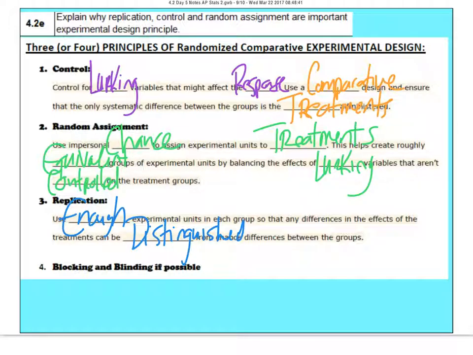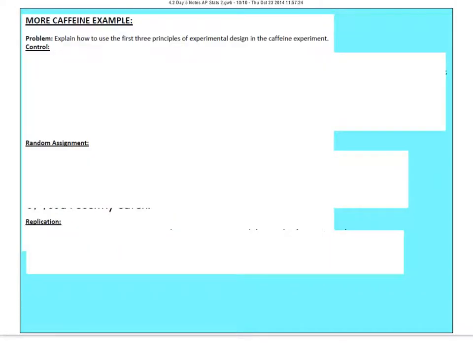And then the last thing that is important that we have not talked about yet, but we will, is blocking and blinding on an experiment if we need to. If we look back at the caffeine example where we had our 30 volunteers, 15 had a caffeinated cola, 15 had a decaf cola, we want to explain how to use the principles of experimental design in the caffeine experiment. So how do you control within that one?